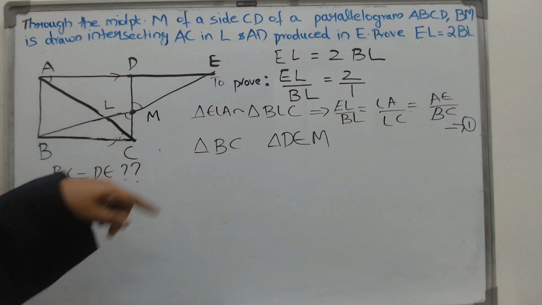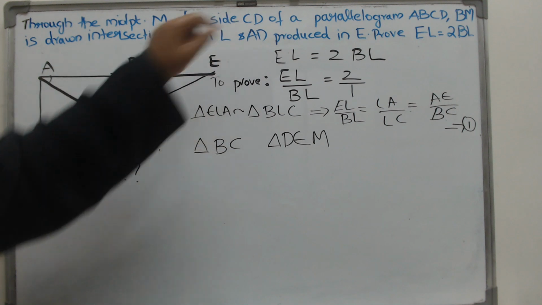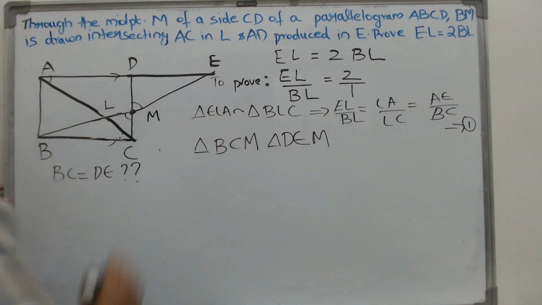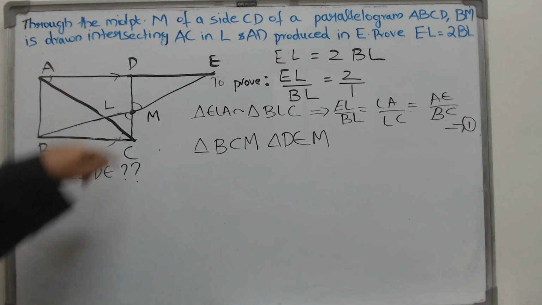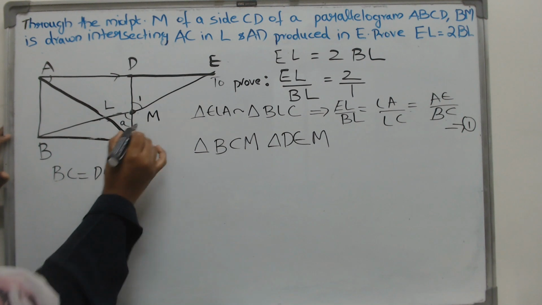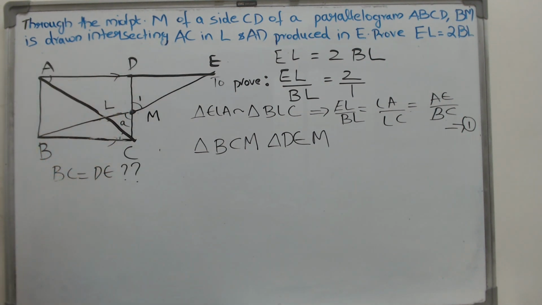And this is not just any vertex. There is something special about it. It is the midpoint of CD. So let us go for BCM. And how do we prove that they are similar? We already did, right? So if this is 1, take this as A. Why is 1 and A equal? Because they are vertically opposite angles.